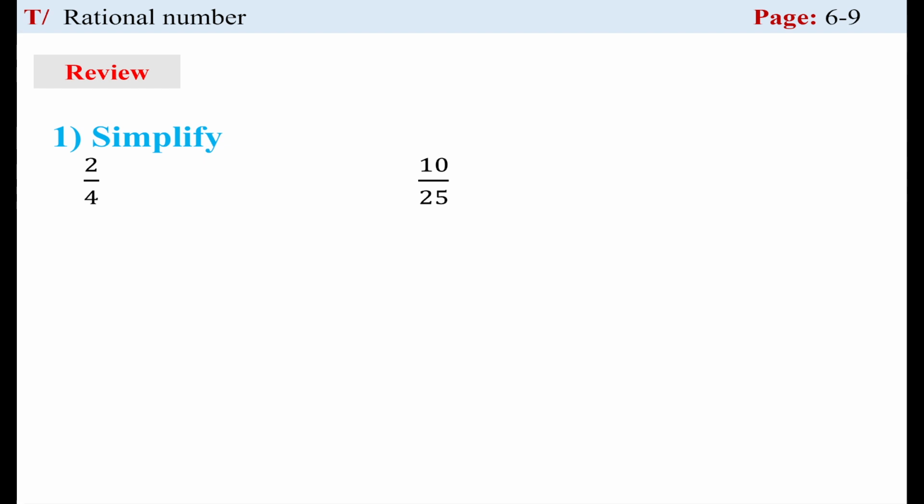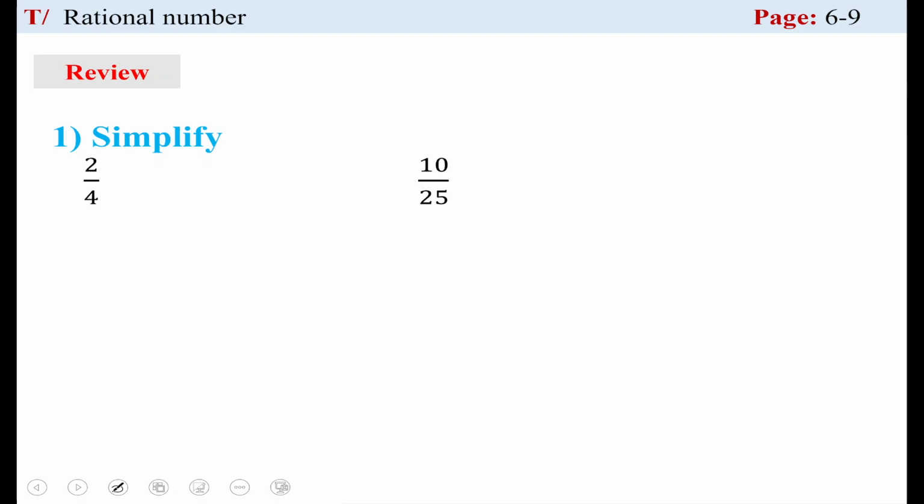Before we start, let's do a quick review about simplifying. I explained it in the previous video. How can we simplify a fraction? Simplifying means making the fraction simpler. By what? Division. There are two ways: GCF, or we can use divisibility rules.